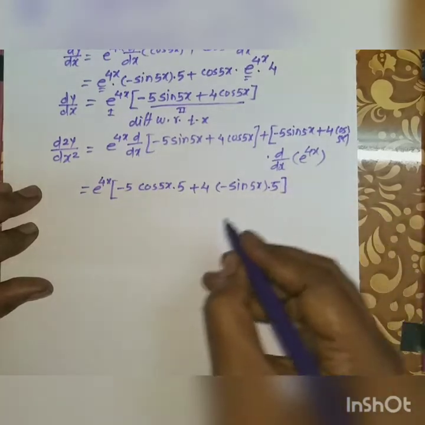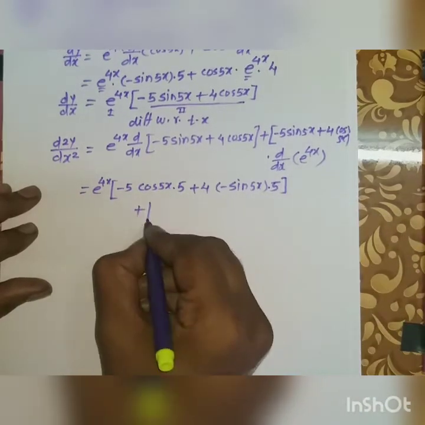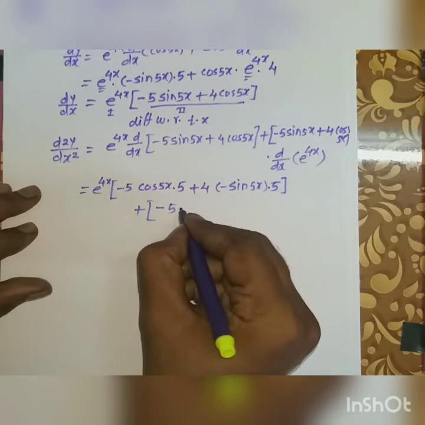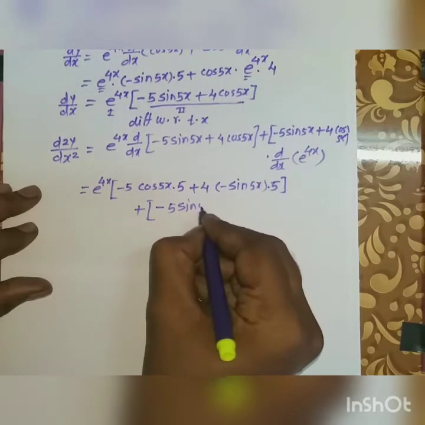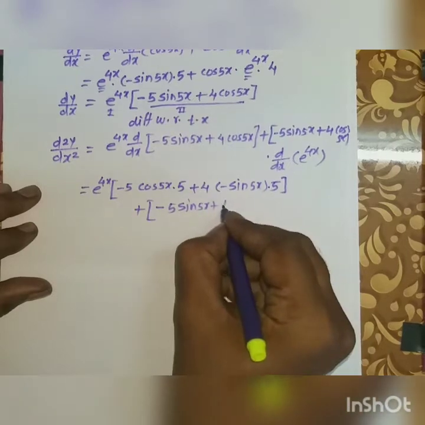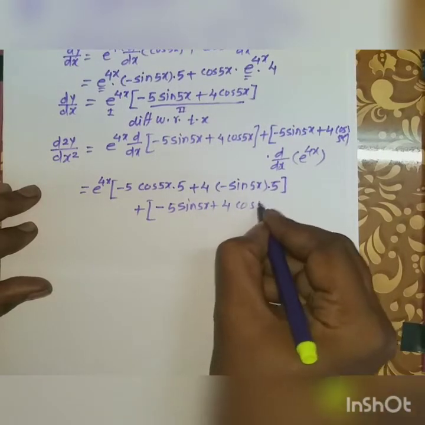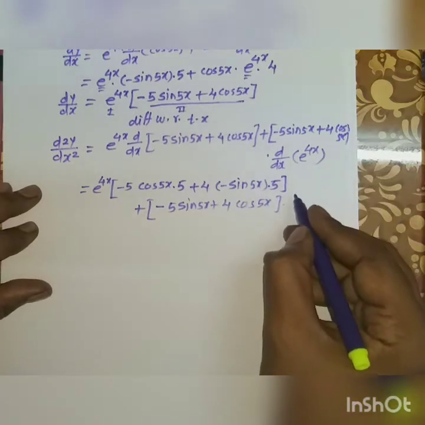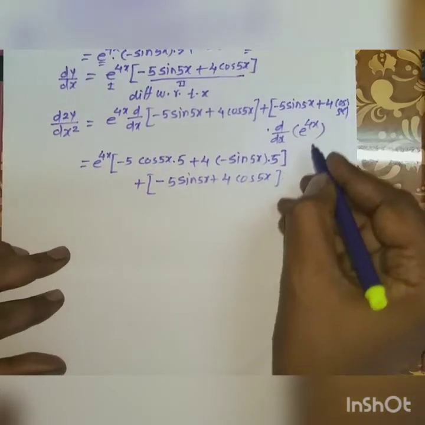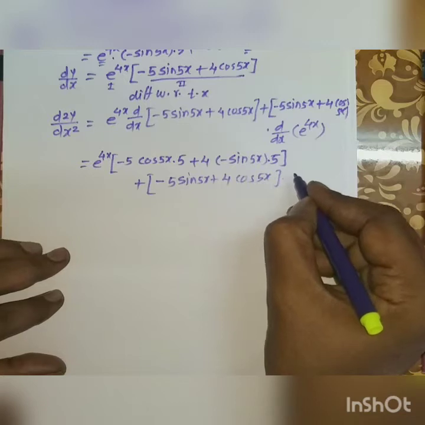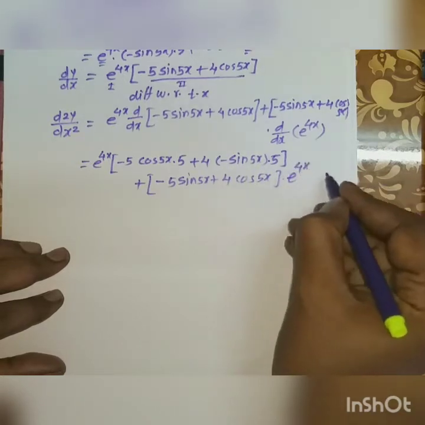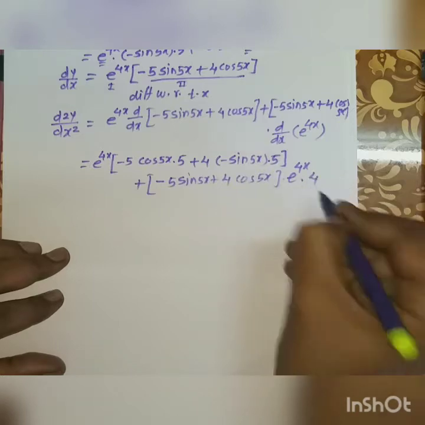Again the coefficient of x is 5, that is its derivative is 5 into x, 5, bracket complete. Plus minus 5 sin 5x plus 4 cos 5x, into the derivative of e raised to x, which is e raised to x, but here it is e raised to 4x, therefore its derivative is e raised to 4x, and again the derivative of 4x is 4.